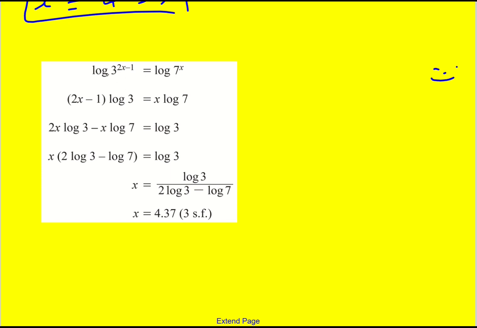But here, log to base 10 has been used. That's implied by just writing log. So we end up bringing them down, but this now no longer disappears. So there's just a little bit more to it. And in a similar way, they've expanded the brackets and rearranged it. So there'd be a little step in between: 2x log 3 minus log 3 is equal to x log 7. We can minus the x log 7 and add the log 3 on. That's where this has come from. Factorize out the x, a bit like what I did, and then divide by it. We get exactly the same answer.